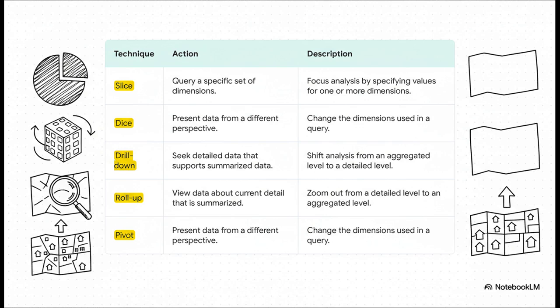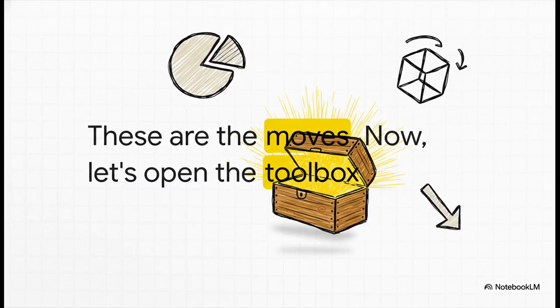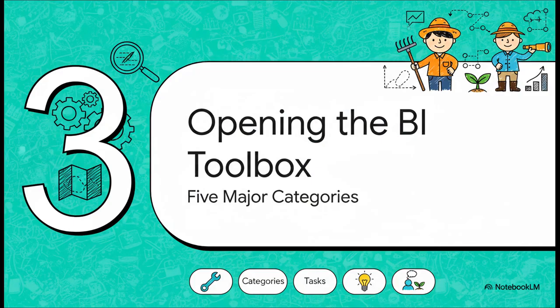All right, so we've got the why, our farmer and our explorer. And we've got the what, the core data moves. So now let's get to the how. It is time to crack open that toolbox and see what actually makes these moves happen. Welcome to the Toolbox. We're going to look at 5 major categories of tools in here. And each one is built for different tasks. And, yup, for our different types of users, those farmers and explorers we've been talking about.